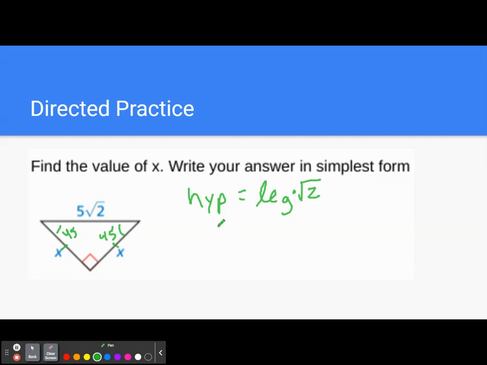Because the legs are the two 45s, and then you said earlier the hypotenuse is always the lowest. Yeah, so the two legs are the two sides that are congruent, which is x, and then 5 square roots of 2 would be the hypotenuse. So for hypotenuse, I'm going to plug in 5 square roots of 2. And Emily, what would I plug in for my leg?